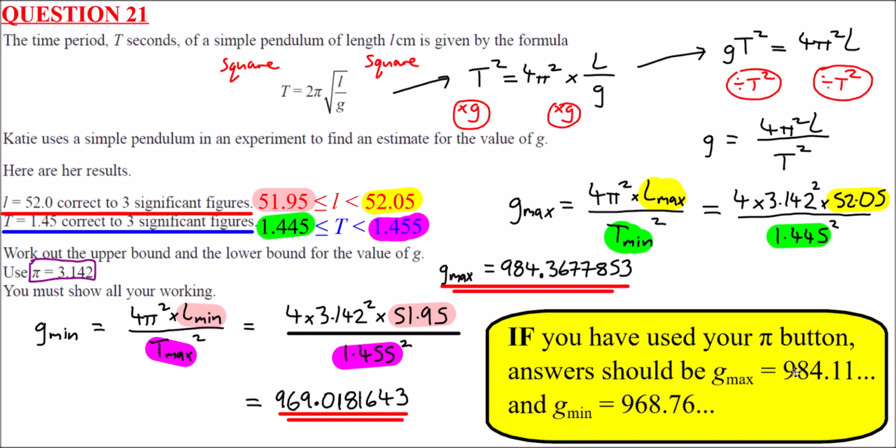If you're wondering why these are different to mine, it's because 3.142 is actually pi rounded up slightly. 3.142 is an approximation. Your calculator will give pi more exactly, so that's why there's a slight difference in these answers. So be consistent, either use pi as 3.142 throughout, or use your calculator version of pi throughout. Don't mix and match them.